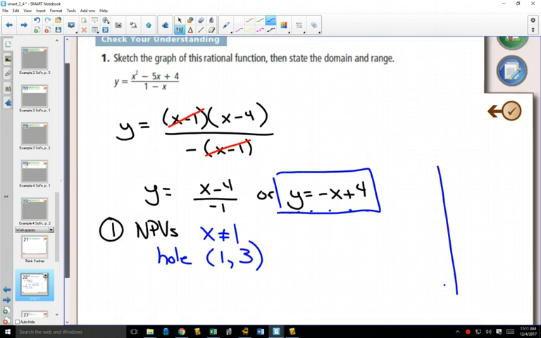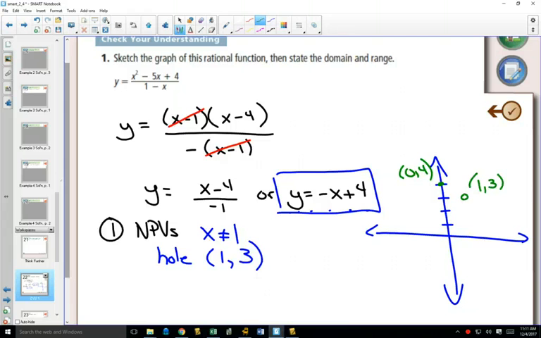Well, I know that it has a y-intercept of 4. I know that it has a slope of negative 1. I know that I'm supposed to make a hole at 1, 3. If you wanted to label your x-intercept, you could do that as well. When x is 4, y is 0. And so we just have a straight line with a hole.